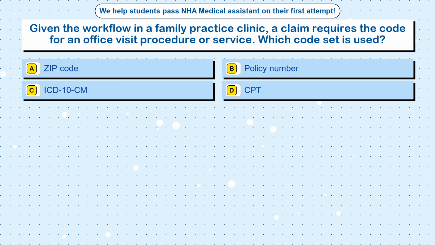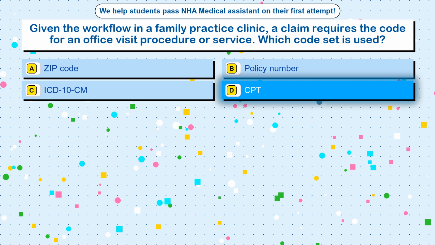Question 56. Given the workflow in a family practice clinic, a claim requires the code for an office visit procedure or service. Which code set is used? Option A, zip code. Option B, policy number. Option C, ICD-10-CM. Option D, CPT. The correct answer is option D, CPT.